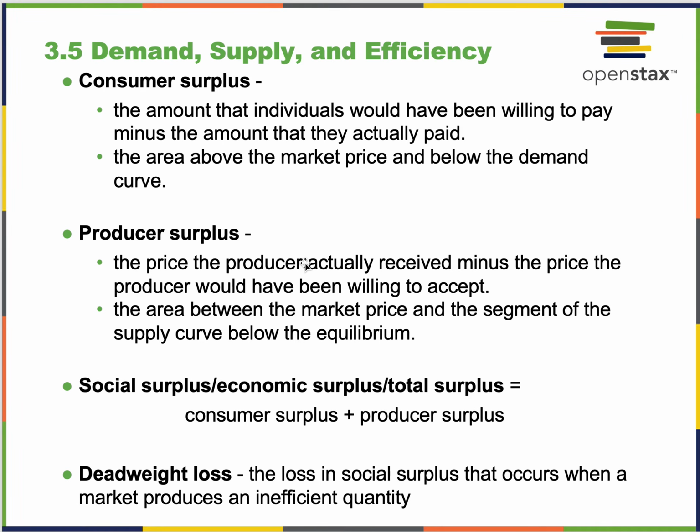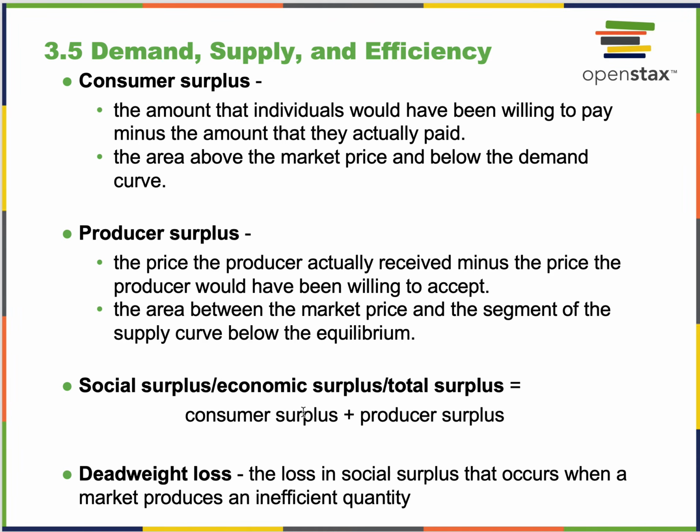All right, consumer surplus: the amount that individuals would have been willing to pay minus the amount they actually paid. The area above the market price and below the demand curve. The producer surplus is the price the producer actually received minus the price the producer would have been willing to accept. The area between the market price and the segment of the supply curve below the equilibrium.